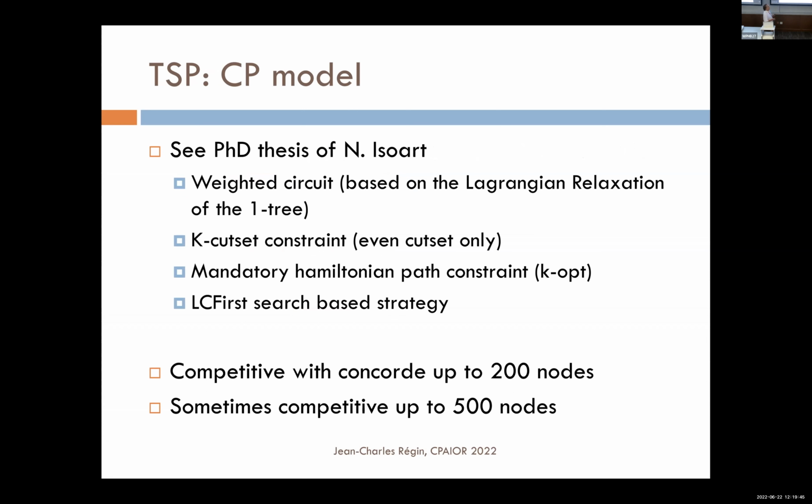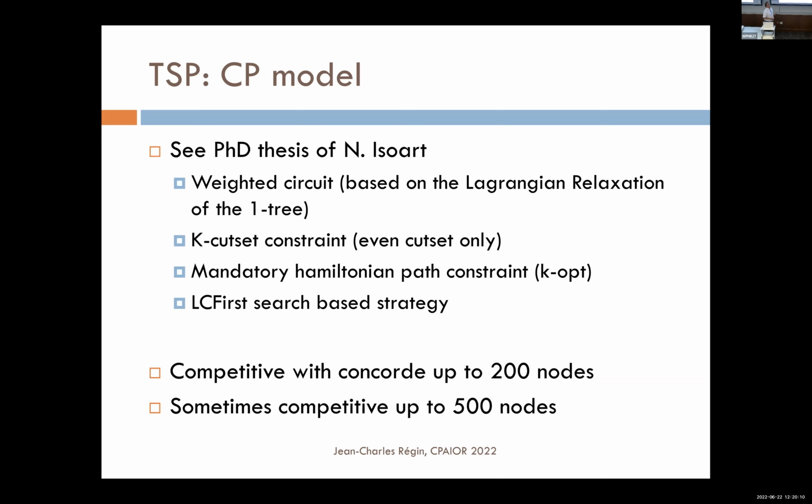And so the CP model that we have currently to solve the TSP mainly comes from the PhD thesis of Nicolas, who is the co-author of this paper. And the model is based, I'm not going to give so many details except for this thing, which is really problematic for the TSP in parallel. So we have a weighted circuit constraint, which is based on a Lagrangian relaxation of the one-tree.